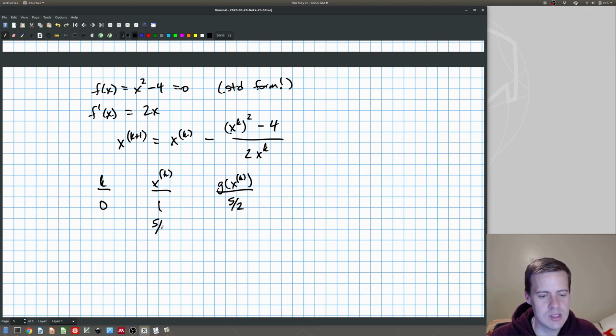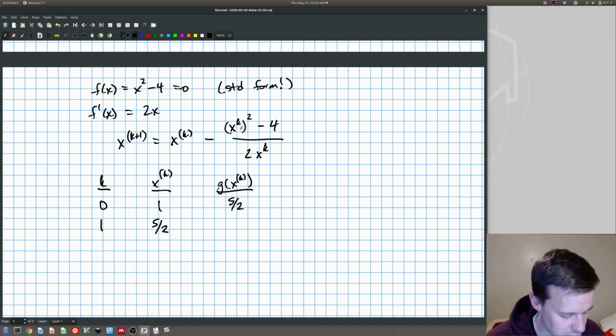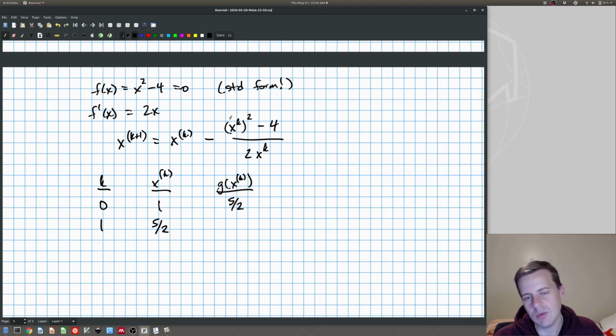So we know that this one is going to be 5 halves. Okay, so we're now on k1. That's 5 halves. We take 5 halves and we plug it in here. Now if you punch that into your calculator, 5 halves squared, I'm not going to do this all out, you're going to find that this is equal to 2.05.